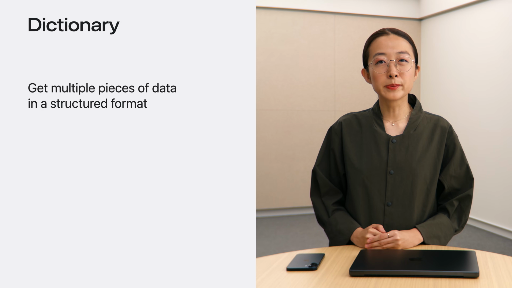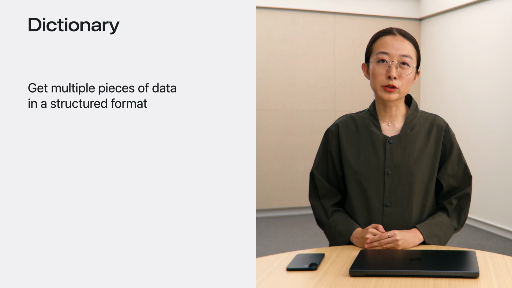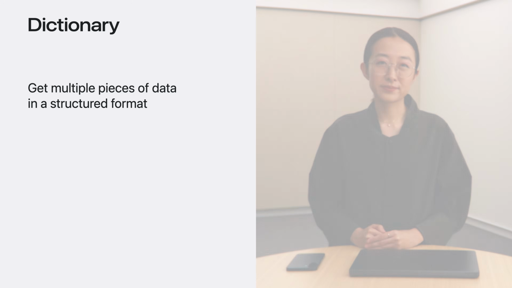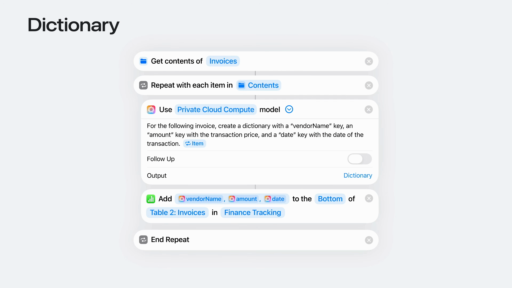The dictionary output type is useful when you need multiple pieces of data returned from a single request in a structured format. For example, I might want to create a shortcut that looks at all the files in my invoices folder, extracts information like vendor, amount, and date from each item, and adds it as a row to a spreadsheet so I can better track my finances.